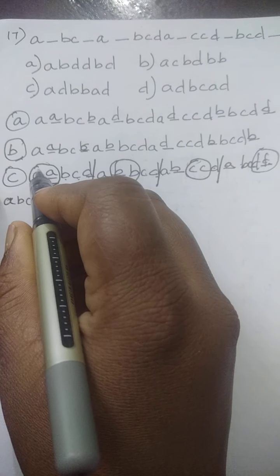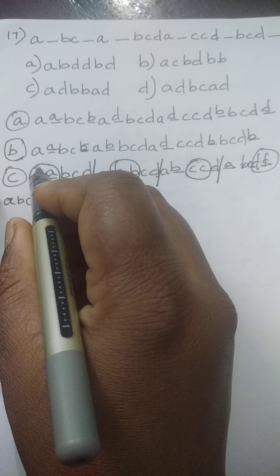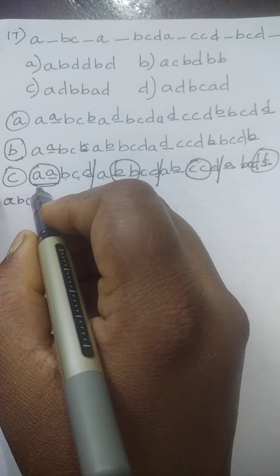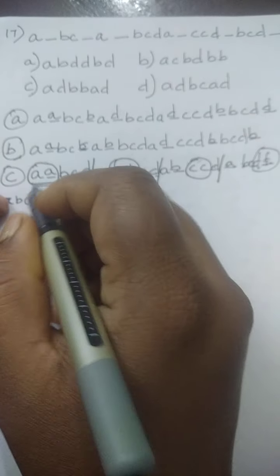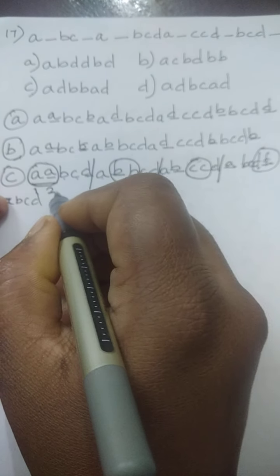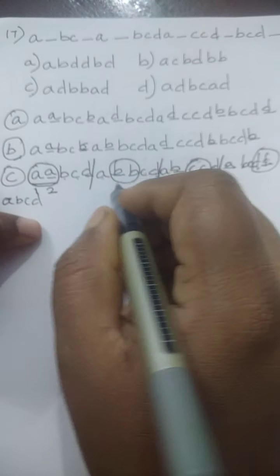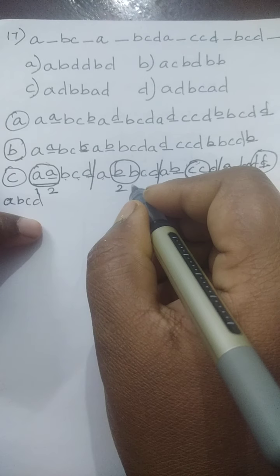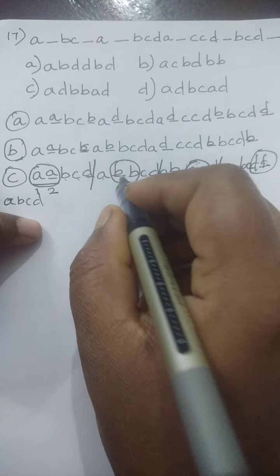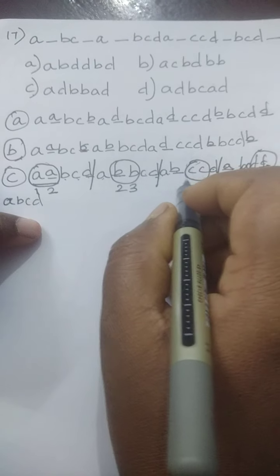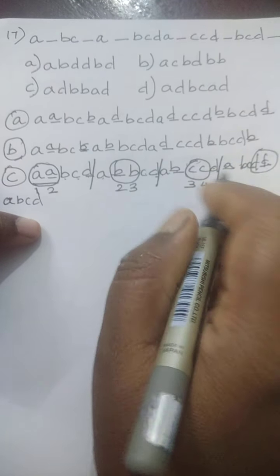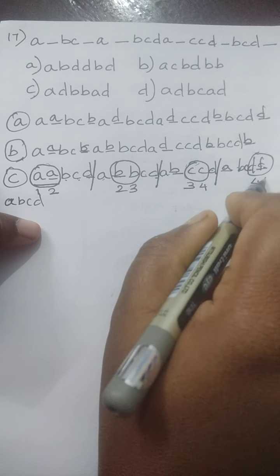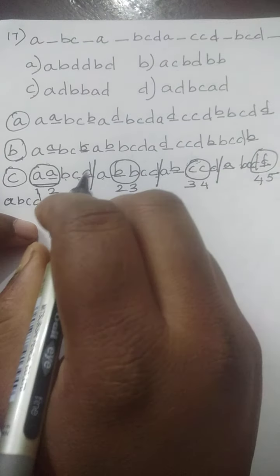So in the first and second place, A is repeated. Then in the second and third place, B is repeated. Then in the third and fourth place, C is repeated. Then in the fourth and fifth place, D is repeated.